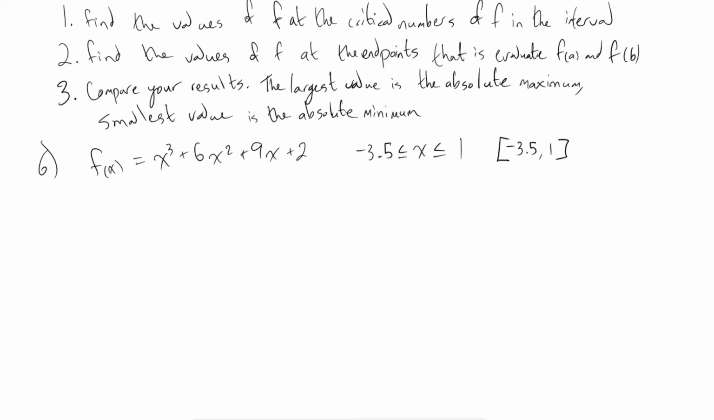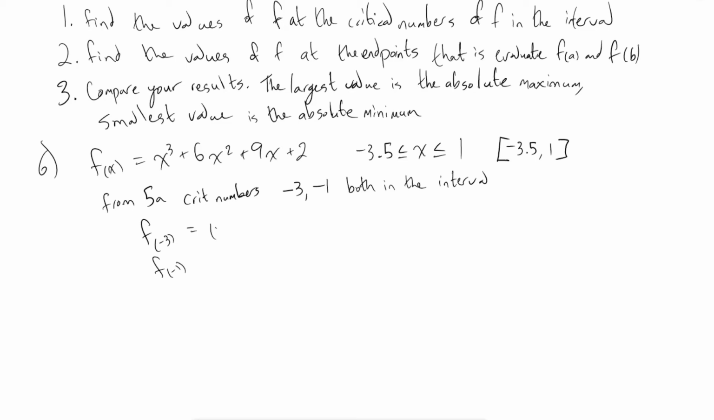Find the values of f at the critical numbers of f in the interval. So from 5a, our critical numbers were negative 3 and negative 1. These are both in the interval. So now we put them into our original function. So we find f at negative 3 and f at negative 1.